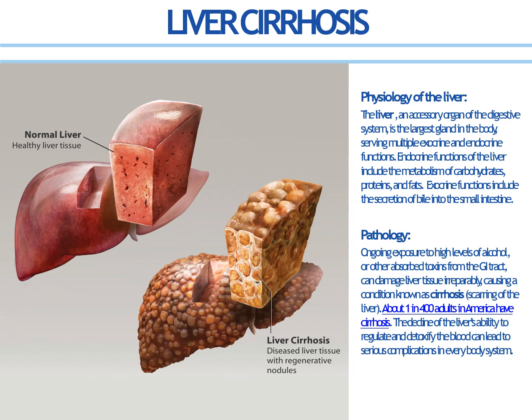In terms of the pathology, ongoing exposure to high levels of alcohol or other absorbed toxins from the GI tract can damage liver tissue irreparably, causing a condition known as cirrhosis, the scarring of the liver. About 1 in 400 adults in the United States have cirrhosis. The decline of the liver's ability to regulate and detoxify the blood can lead to serious complications in every body system.